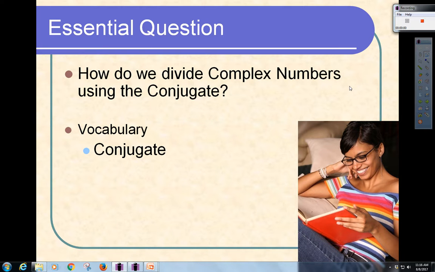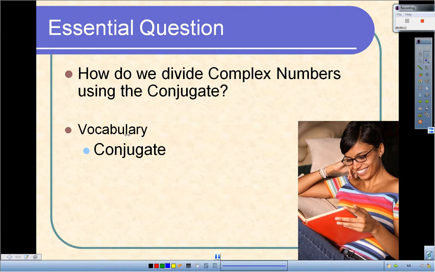Alright guys, for today's lesson we're going to continue our discussion on how we divide complex numbers, but we're going to be looking at more complex ones that involve something called a conjugate. Conjugate is a very interesting vocabulary word. Say for example you have the imaginary number 4 plus 3i, its conjugate would be 3 minus 4i. You just change the sign of the imaginary part.